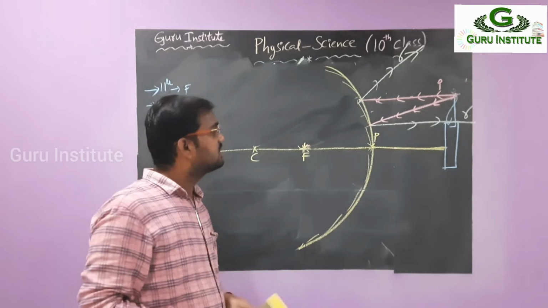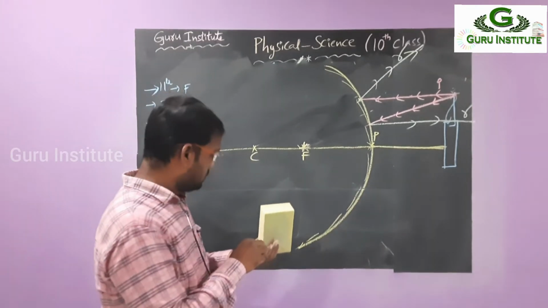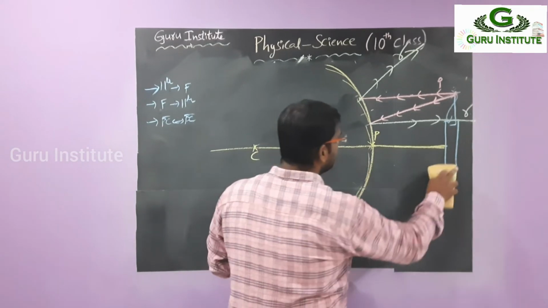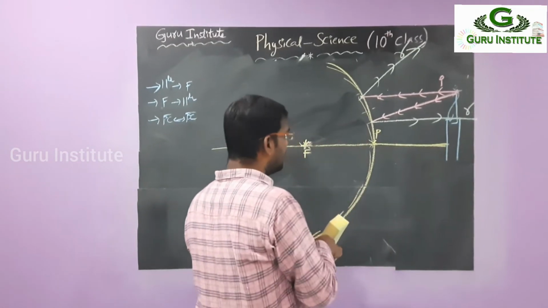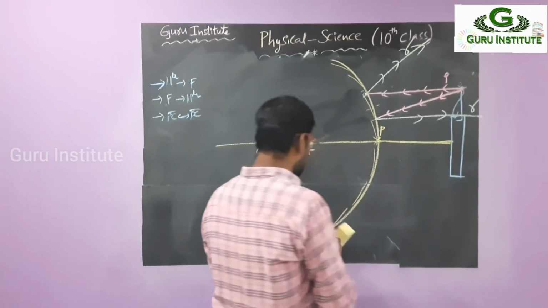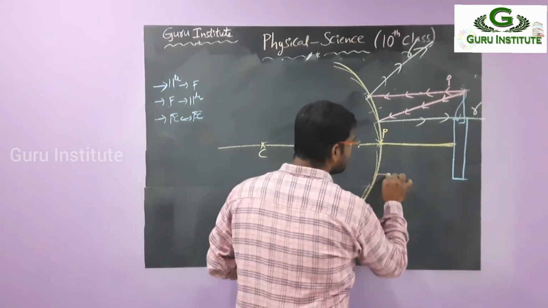Now we have to see the bottom part as well. What is the bottom part? This one. Here we have to take a little bit more. So what is the first ray? Parallel to the principal axis.